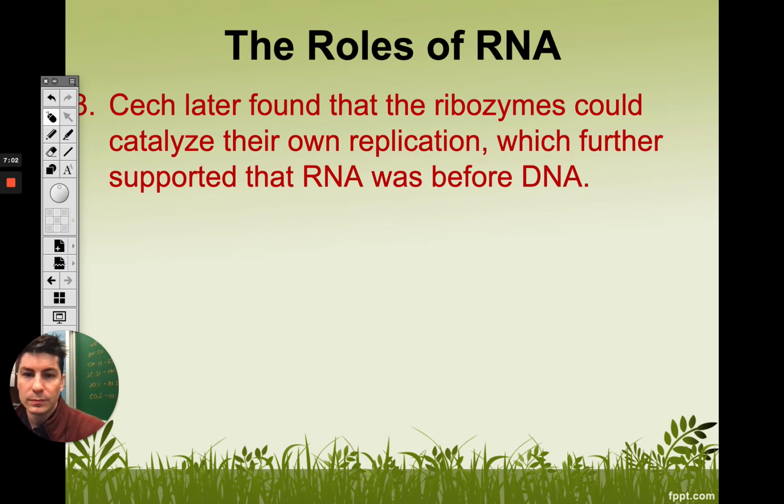Okay. So Cech later found that these ribozymes, which again, guys, are RNA, they could actually replicate themselves. So if they were able to replicate themselves, now we had more of these nucleic acids, these RNAs on Earth, and we had more early life forms, I guess we could say. So they weren't really that complex, guys. It was pretty much just our nucleotides bonded together.